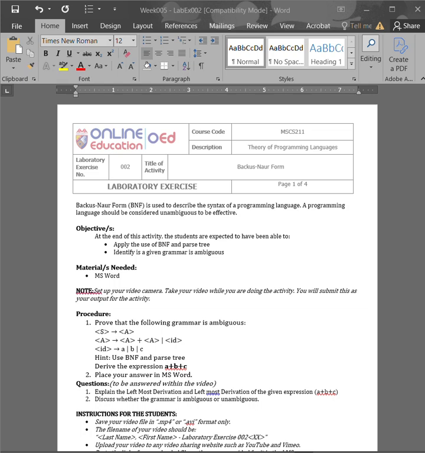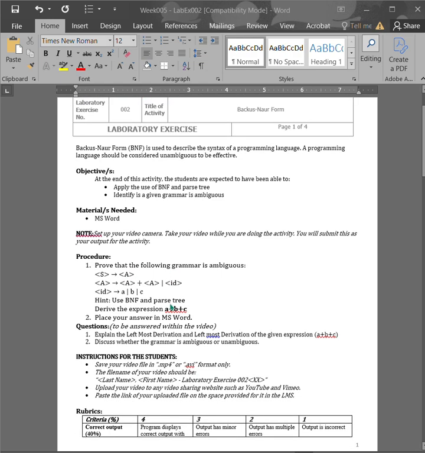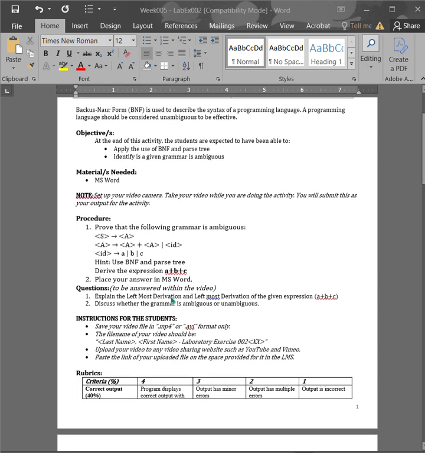I will demonstrate laboratory exercise 2, and I will prove that a given grammar is ambiguous using the Backus-Naur form and parse trees for the expression a+b+c. And this is my work. First, let me present the grammar we are analyzing.